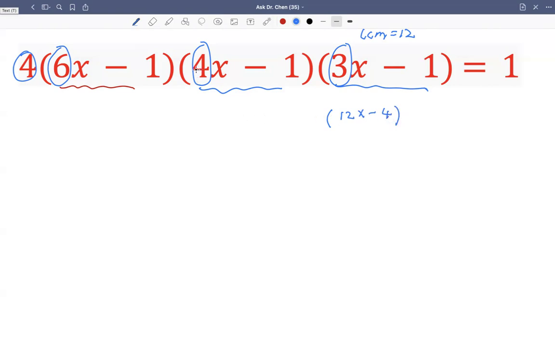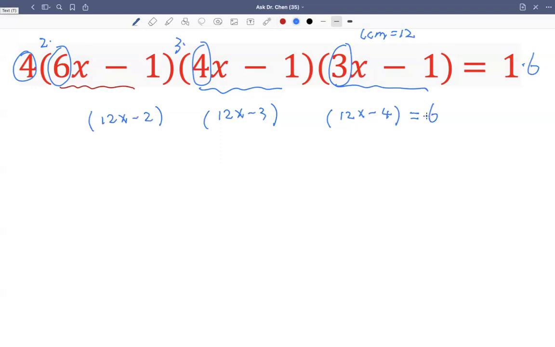Then we want to multiply 3 for this factor. We want to multiply 2 for this factor. 2 times 3 is 6. So we multiply by 6 on both sides. Then this factor becomes 12x minus 3. And this factor becomes 12x minus 2. Nice, right? Consecutive. 12x minus 2, 12x minus 3, 12x minus 4. That equals 6.